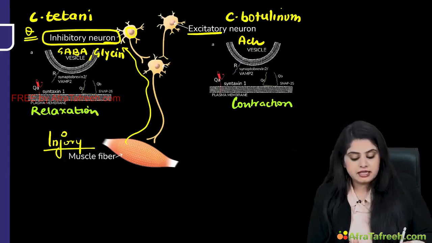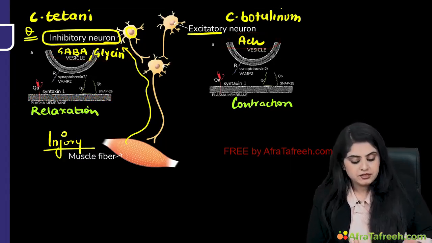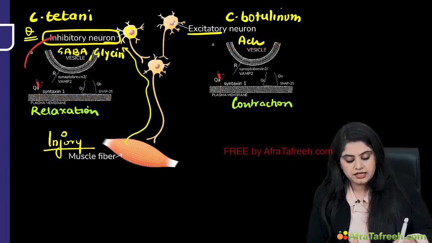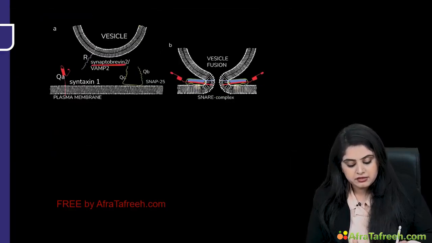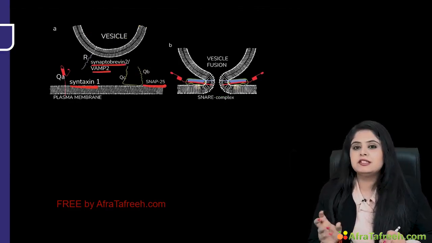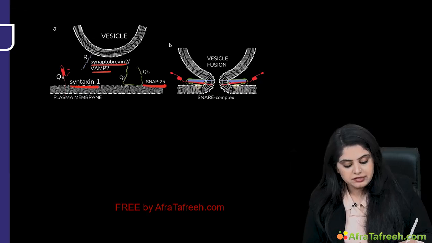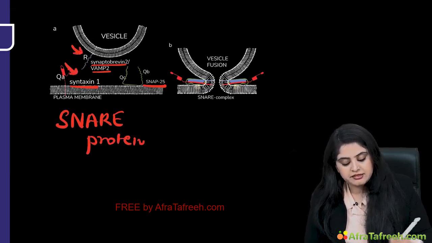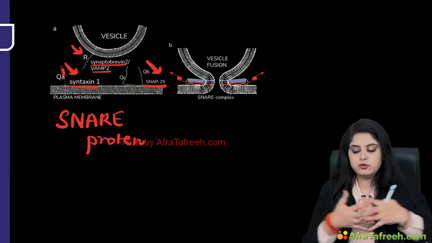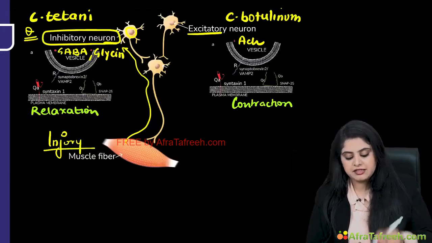So now I'm saying that if you want to release GABA, glycine, or acetylcholine, it is important that, if I zoom in on this vesicle, you will see that all these molecules, the syn-, SNAP- ones, have to fuse. What are these known as? These are all known as the SNARE proteins. So it is important that synaptobrevin, syntaxin, and SNAP25 all fuse. If there will be fusion, only then will GABA, glycine, and acetylcholine be released.